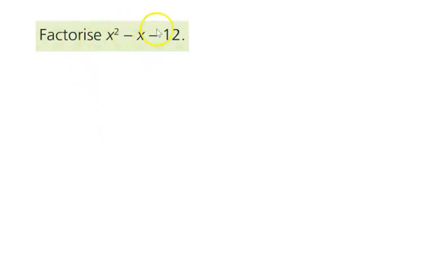Factorize x squared minus x minus 12. So here we have a quadratic trinomial. Quadratic because the highest power is 2. Trinomial because there's 3 terms. So we're going to factorize this using the arrow method.